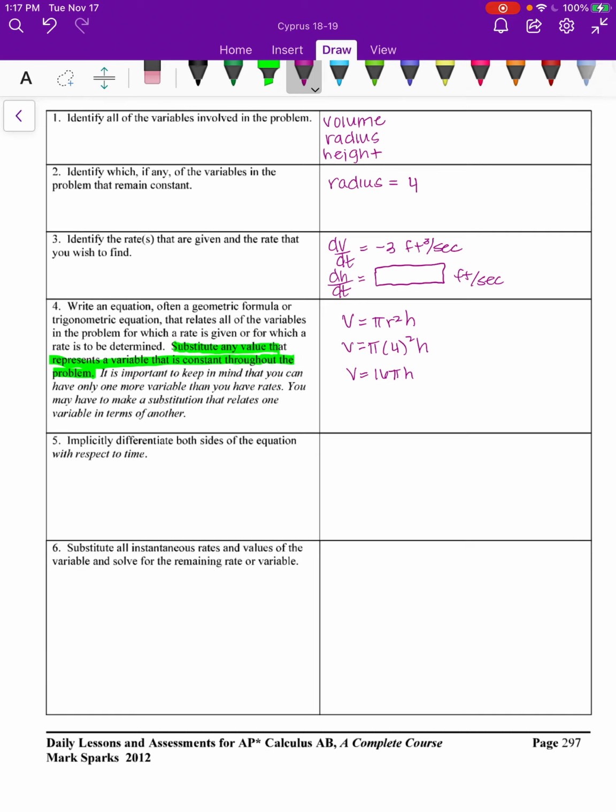So now 5, we want to differentiate both sides, but the reason I wanted to plug that 4 in before this step is so now I don't have to deal with r when I'm doing the derivative. I can just worry about V and h. So the derivative of V is dV dt. And then that 16 pi is a coefficient for h. So the derivative of 16 pi h is 16 pi times dH dt.